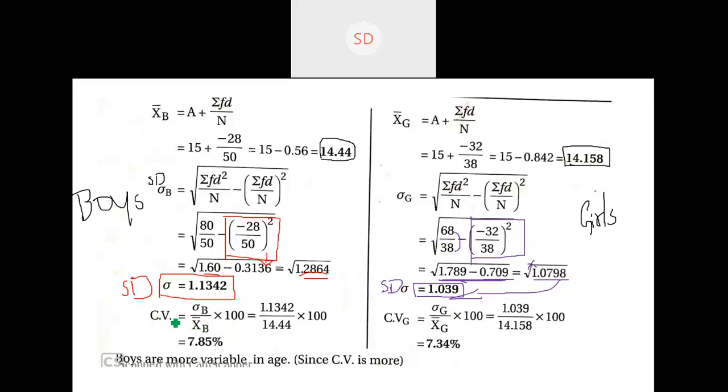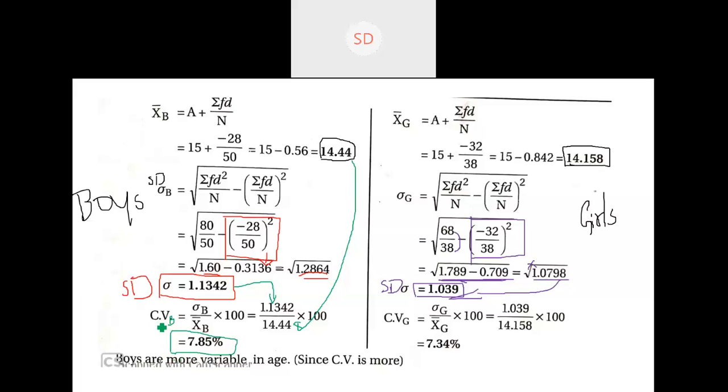Now let's take the values. Standard deviation is taken directly, 1.1342. Arithmetic mean is considered from here, 14.44 into 100. You get a total answer of 7.85%. Be very careful. Always give percentage for coefficient of variation. Don't forget this. Give the percentage.